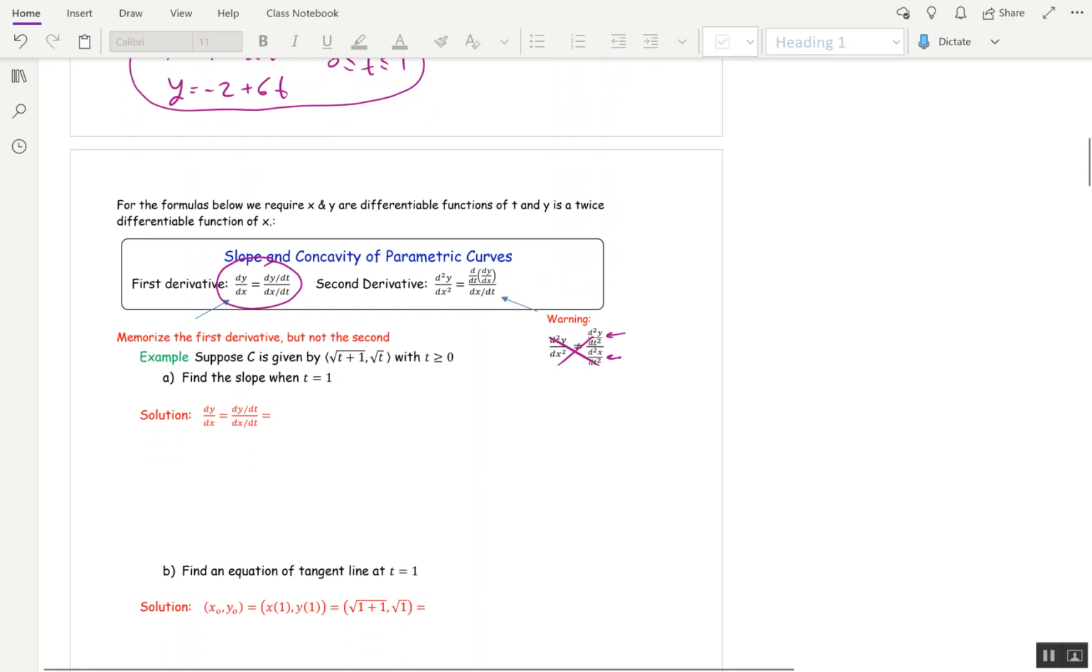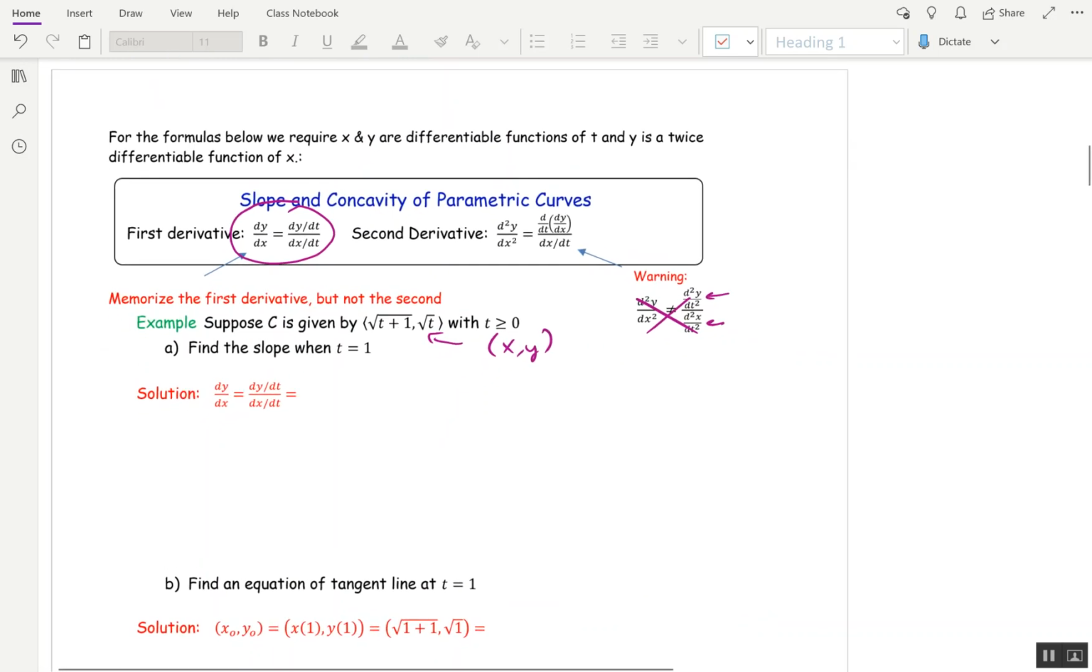So here we go. Suppose C is given by this equation right here, so this is x comma y. Find the slope when t equals 1. So we start by just finding the slope in general. The slope is dy/dx, which is dy/dt over dx/dt. I always start by stating the formula I'm going to use.